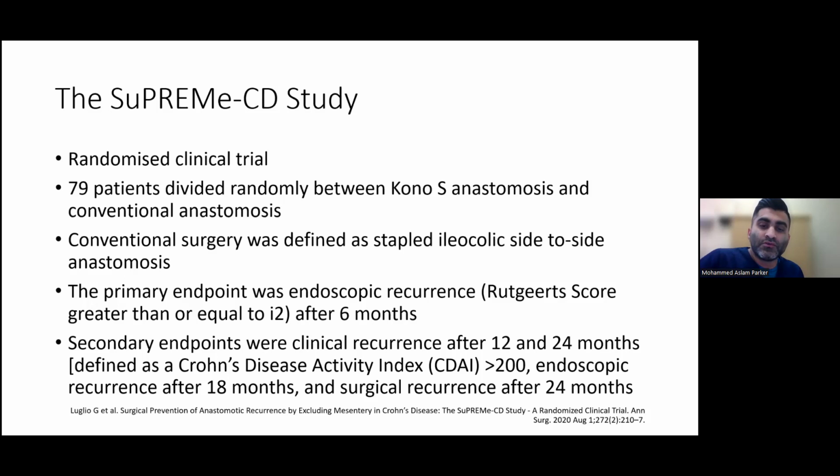So in this study, all patients received metronidazole if they tolerated the medication. And then medication was based on risk profile. And then enrolled patients were clinically evaluated every 3 months for 24 months, and they underwent colonoscopy at 6 and 18 months from surgery.